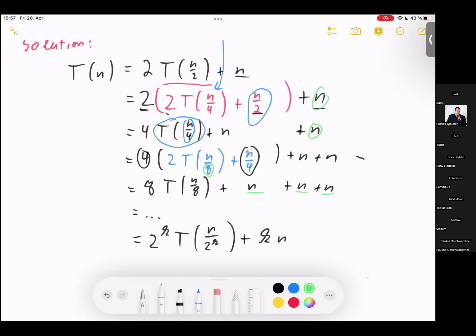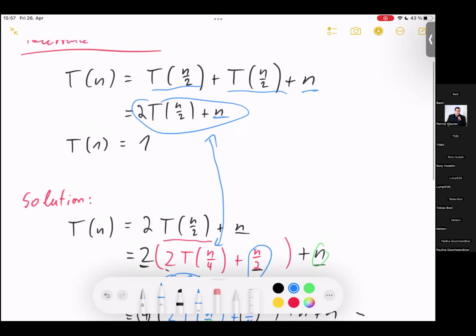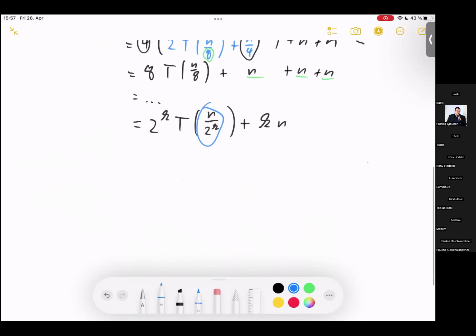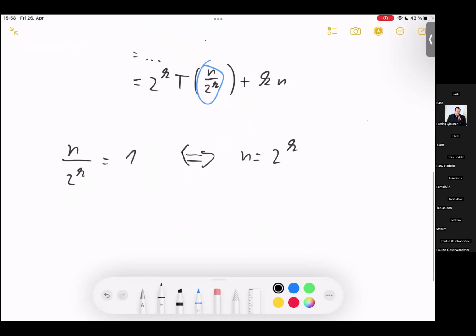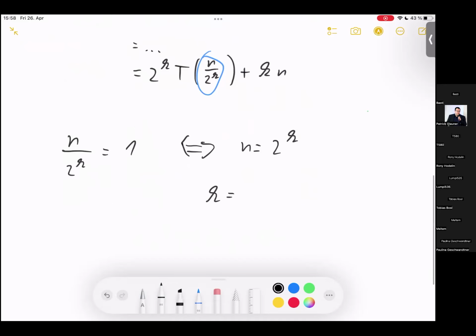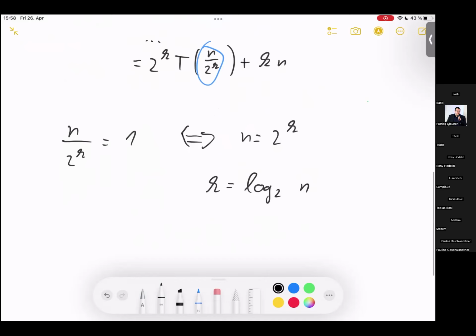Now we need to solve this recurrence relation again, because we want this term n divided by 2 to the k to be 1. So we're saying n divided by 2 to the k is 1, so n is 2 to the k. And obviously, as we've seen last time, we know then that k is the binary logarithm of n.